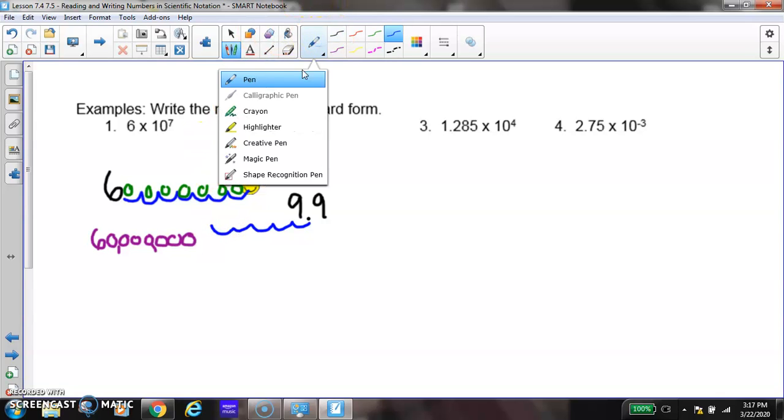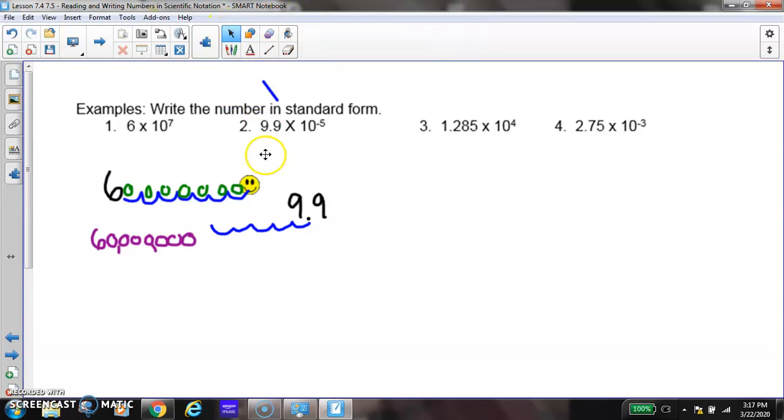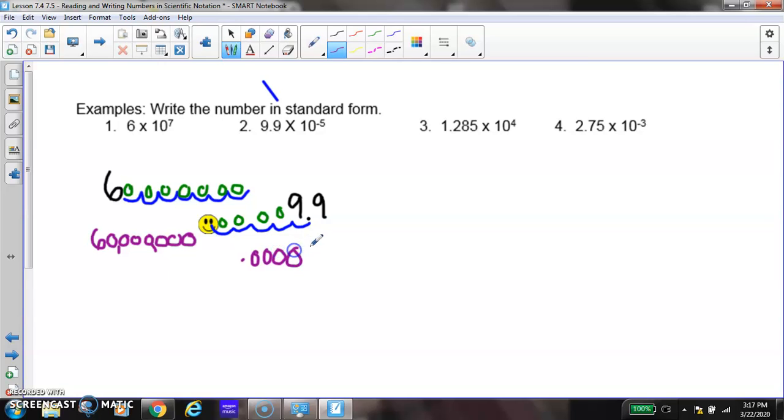And I'm going to do it with my smiley face so you guys can see it. Okay, here's my decimal point. 1, 2, 3, 4, 5. I'm going to put that as a little placeholder. And I'm going to fill in any bump with a 0. So 1, 2, 3, 4. So when I write my final answer without the smiley face and the little bumps, I'm going to have a decimal point in the front, 4 zeros, and 2 9s. Okay, so that's your answer for question number 2.